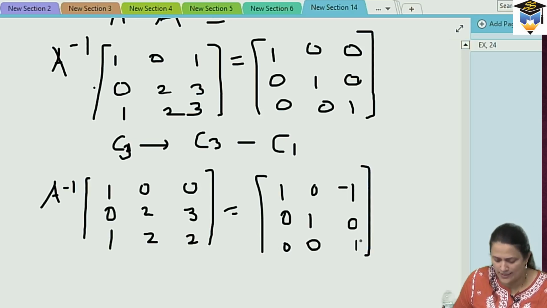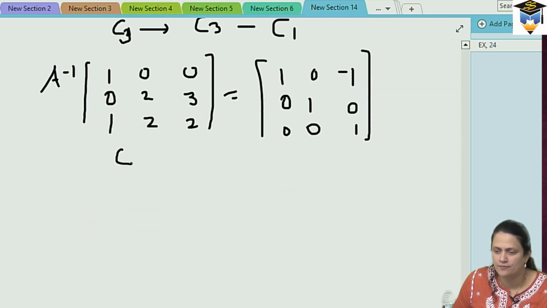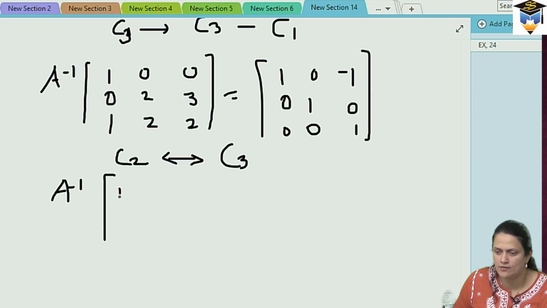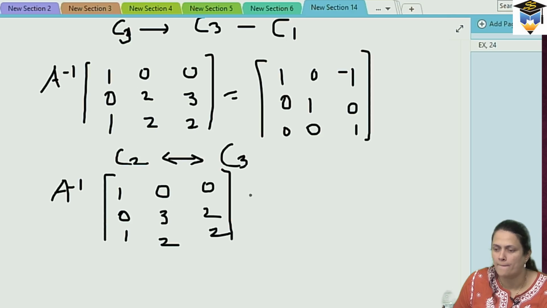Okay, now next step, we are going to interchange C2 and C3. Double arrows, C2, C3 interchange. So A inverse C1 will remain as it is, 1, 0, 1. C3, C2 are getting interchanged. Here also the same thing. First column is going to remain as it is. Second and third column are getting interchanged.